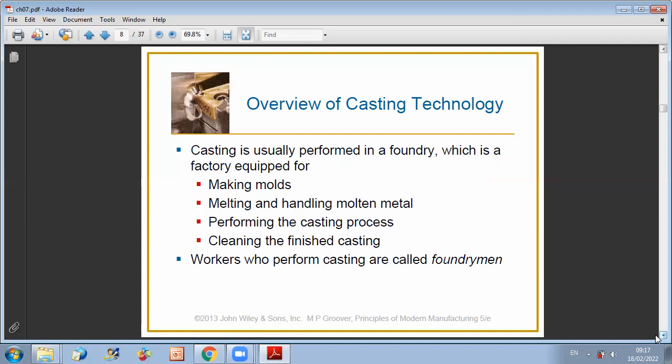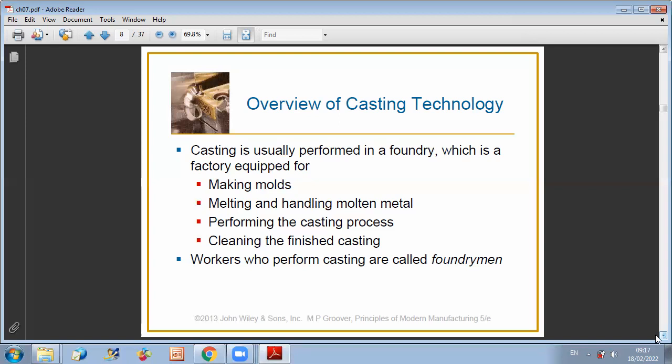So when it's done, we do some cleaning operations to have it in the final state. And sometimes, if you want to improve the smoothness of the surface, it can undergo other finishing processes to reach the accuracy desired. Now, workers who perform casting are called foundrymen.